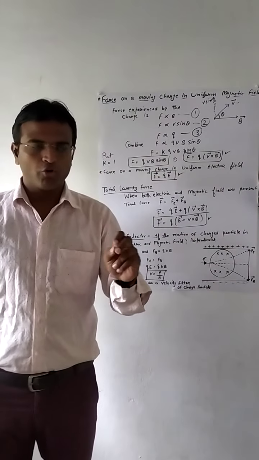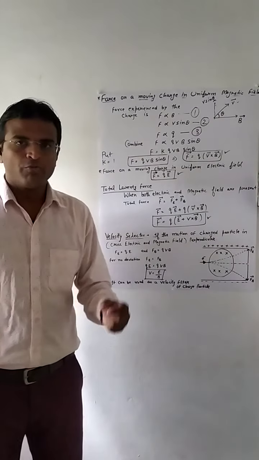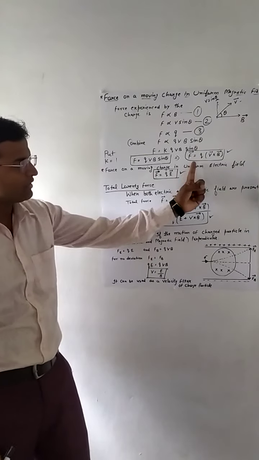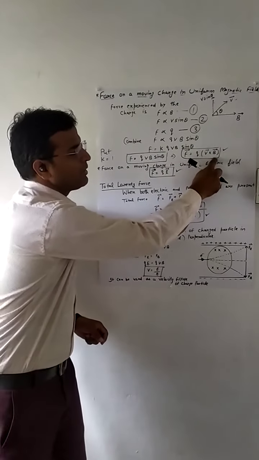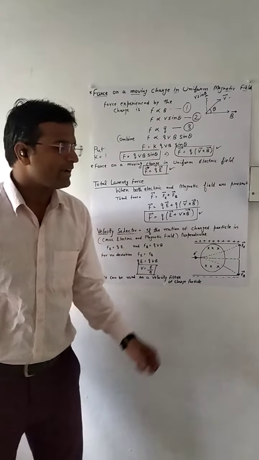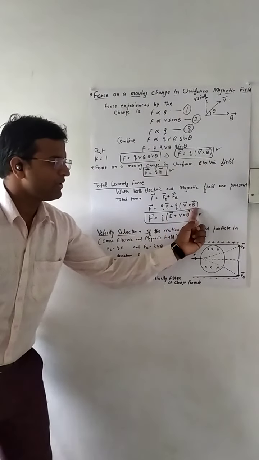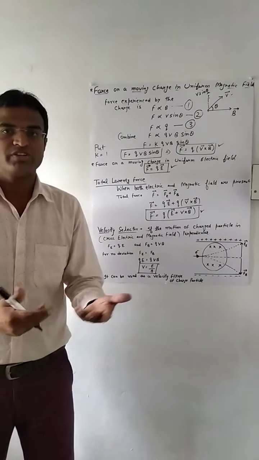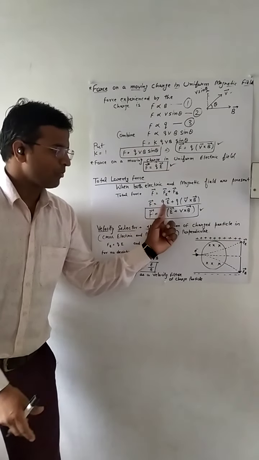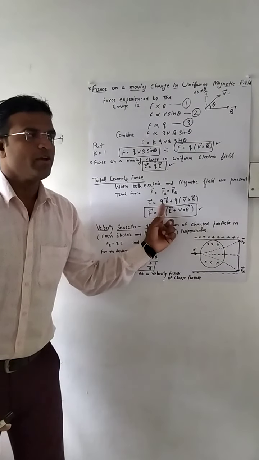Then two types of force act on it. One, force due to the magnetic field, and the formula for the force acting on a charged particle placed in a magnetic field is Q V vector cross B vector. And second, the force acting on a charged particle placed in an electric field. This is the formula F equal to Q E vector.